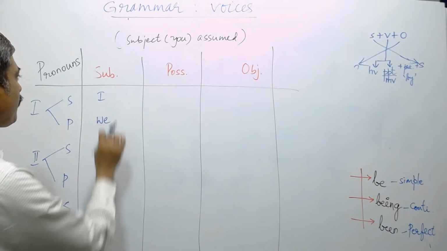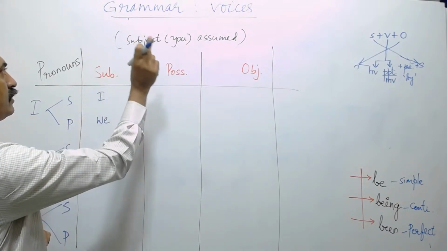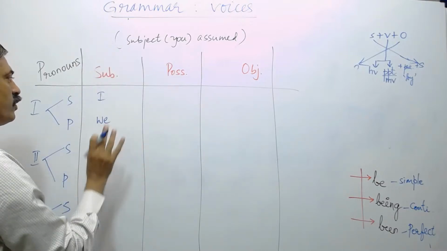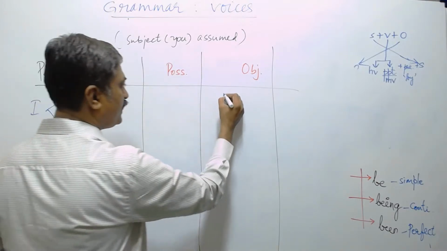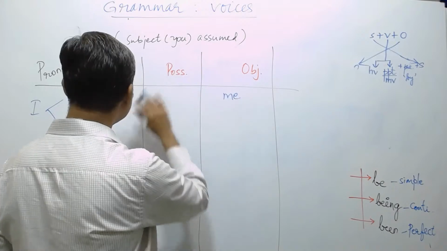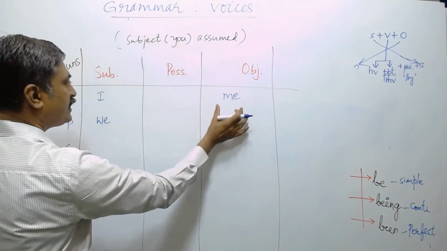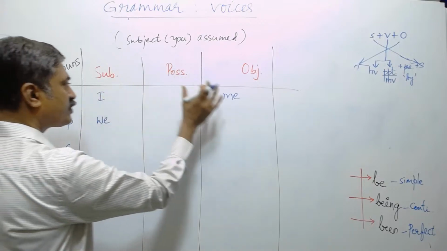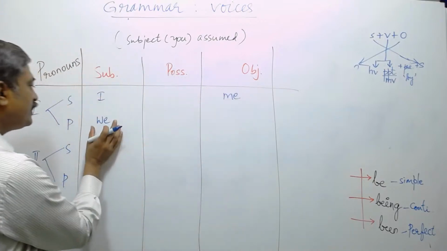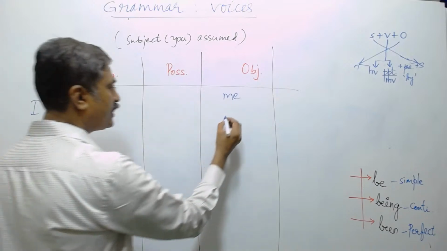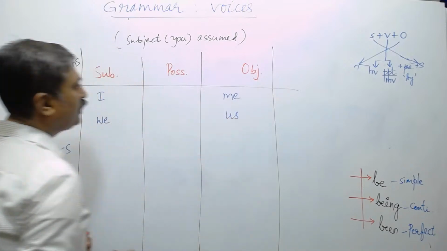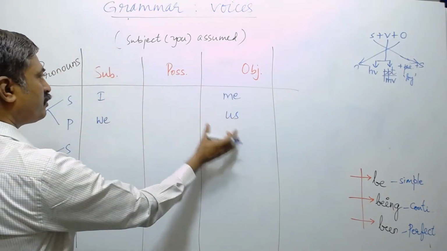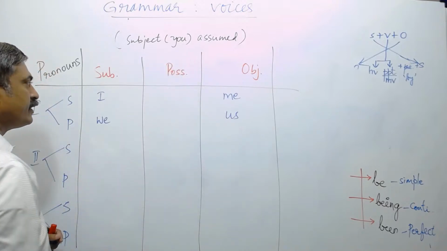Now, for example, I studied voices. Voices was studied by me. When it changes its place from subject to object, it changes to me. That is, first person singular I changes to first person singular me. Similarly, when we use we, it is us. Okay, so this is subject and object.